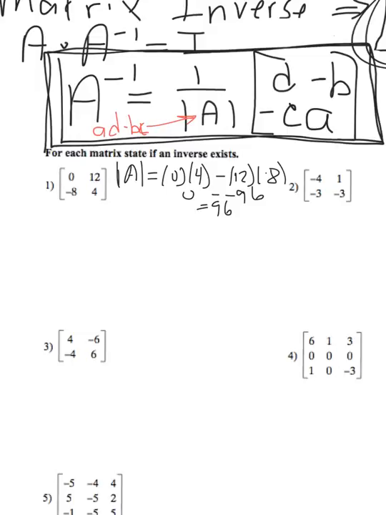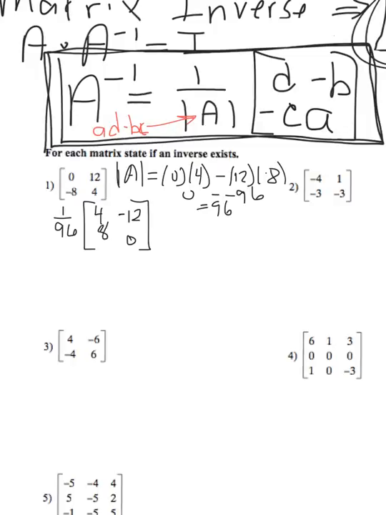Okay, so now let's take a look at our formula here. We have 1 over the determinant. So the inverse of this matrix is going to be 1 over 96 times, okay, now I need the D number in the first spot. So this is the D number. It's going to go up there. So the 0 and the 4 are going to switch positions. So the 4 goes there, and the 0 goes there. And then the B and the C get negated. So the 12 is now negative 12, and the negative 8 is positive 8.